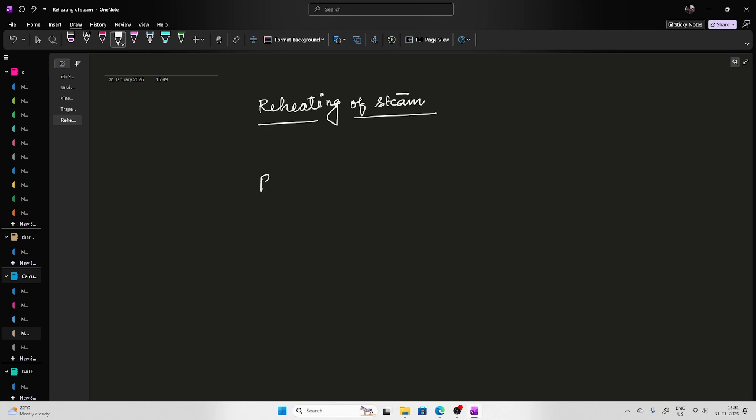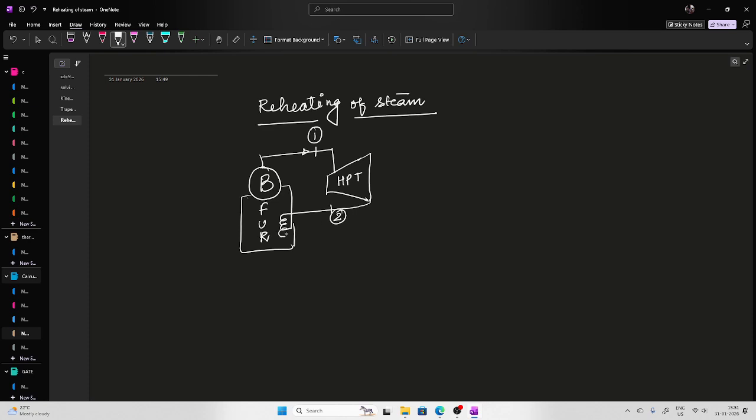So let us first make one schematic so that we can understand it better. Now consider, this is your furnace, then boiler. Then from boiler at state 1, let's say, steam enters into a high pressure turbine. So here we will be using two turbines, expanding twice. First the primary expansion happens, then after expansion steam is brought back to the furnace, and then it is expanded in another turbine, which is your low pressure turbine.